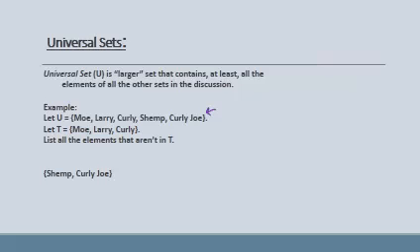Champ, Carly, and Joe. So we say that this is the complement of T, and it's denoted by T bar. So when I say complement or bar of T, I mean all the elements that are found in the universal set, but they are not found in T.